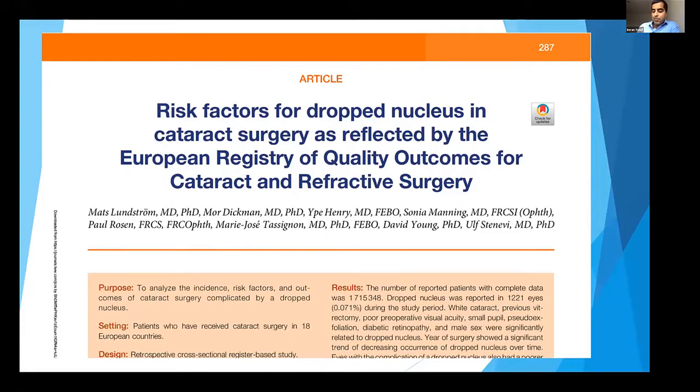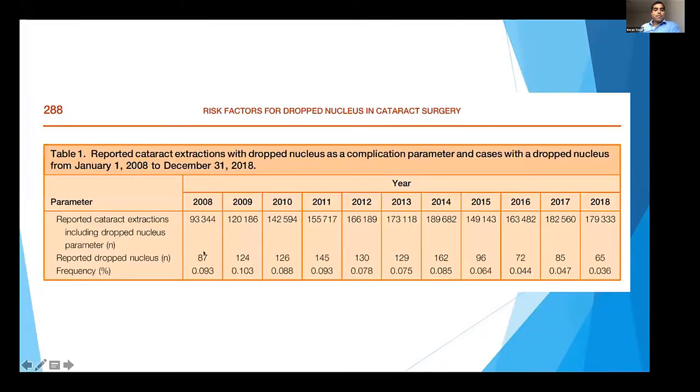So this particular paper looks at the data from the EuroQuo database. This table, table 1, essentially shows on a year-by-year basis what the frequency of dropped nucleus is for each of the given years for those particular procedures or cataract extractions which were reported in that year. So you can see in 2008, for example, 93,000 cases reported, 87 cases of dropped nucleus within that number, and they then report a frequency, which is just a percentage.